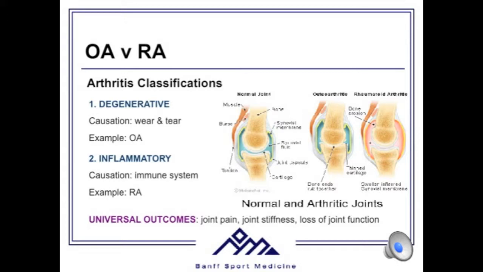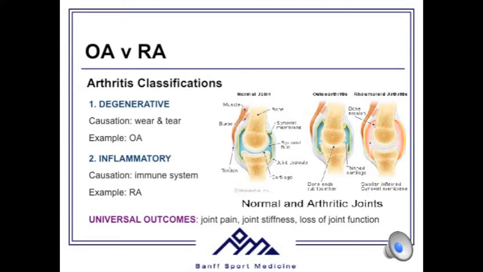Arthritis can be divided into two classifications. 1. Degenerative arthritis. This is where OA falls. Degenerative arthritis is caused by the degeneration of cartilage, as we discussed in the introduction. The second classification is inflammatory arthritis. In this category, it is the body's immune system versus the wear and tear that affects the joint's function.